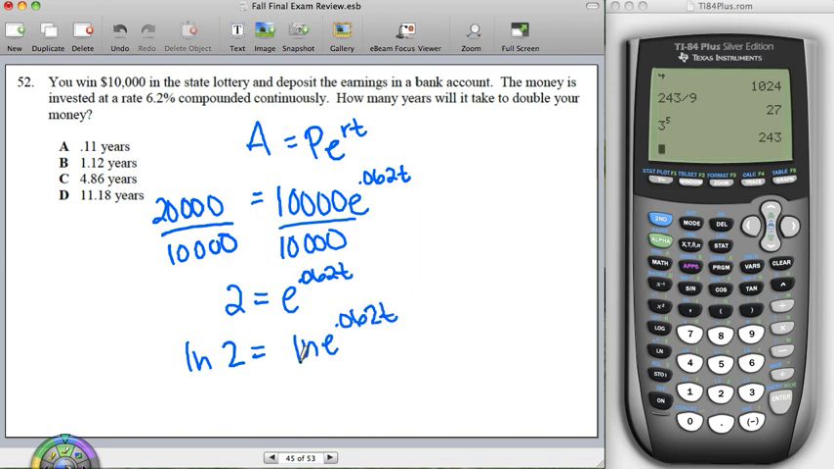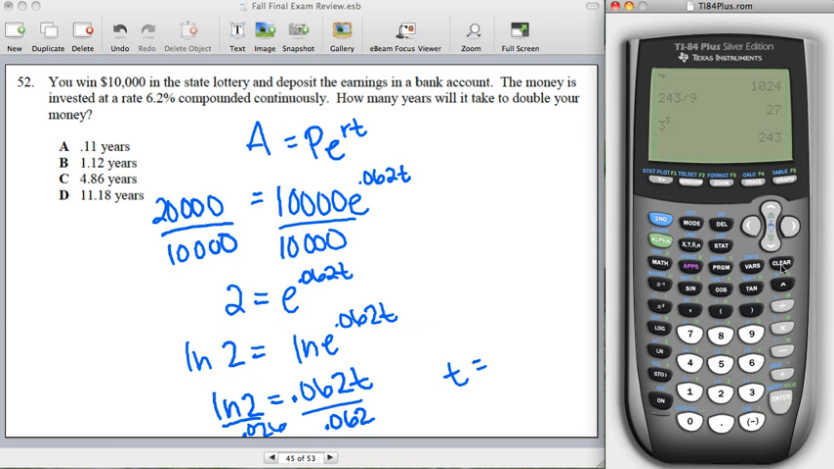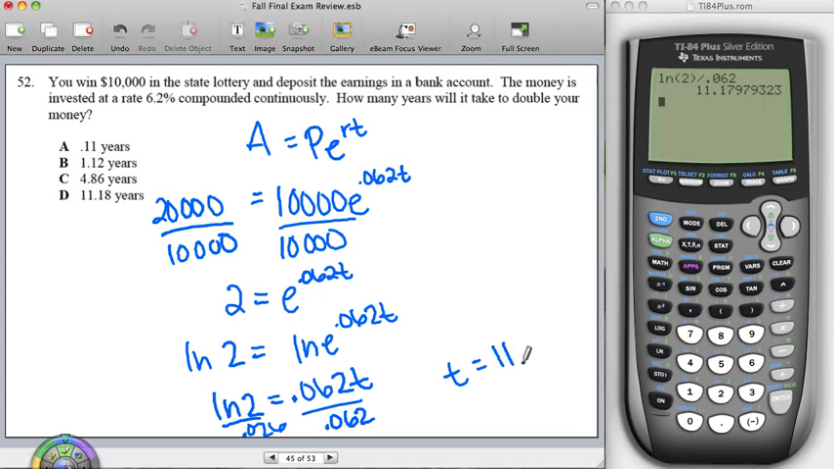Natural log of e is going to cancel out, so I have natural log of 2 equals 0.062t. Divide both sides by 0.062. And I get t equals natural log of 2 divided by 0.062, which gives me about 11 years, which was D.